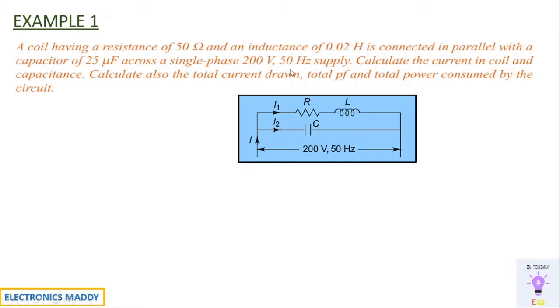R and L are connected in series, having a resistance and inductance as given, and this is connected in parallel with a capacitor of 25 microfarad. Both of them are connected to the same supply. I is the current flowing.